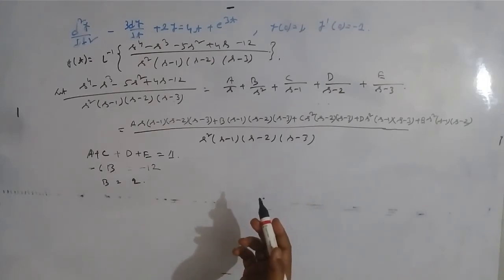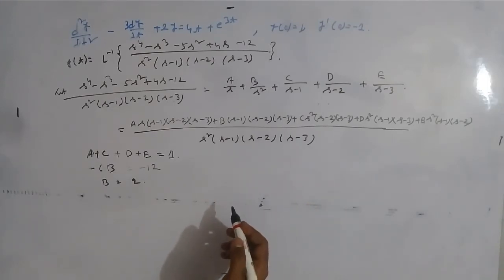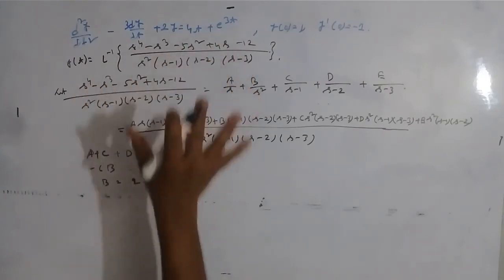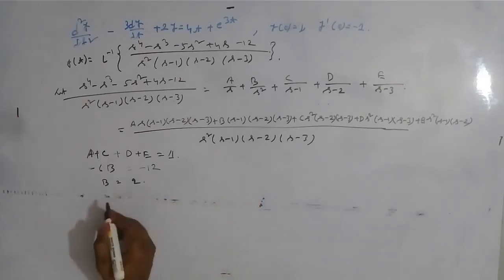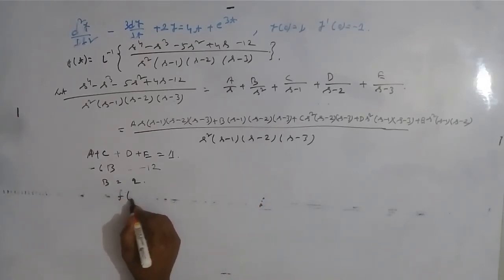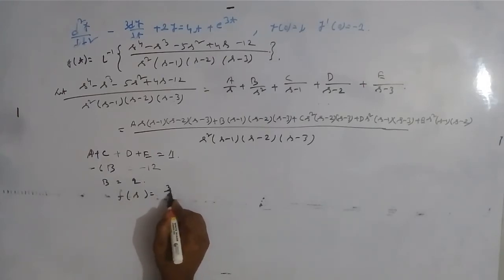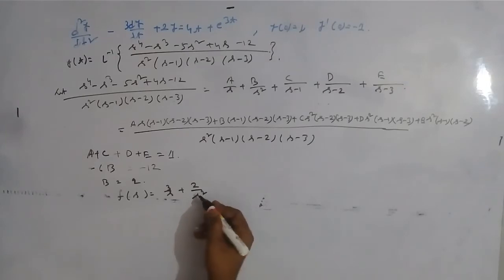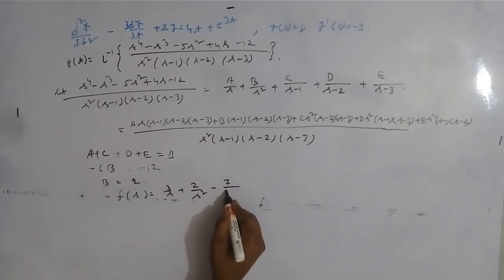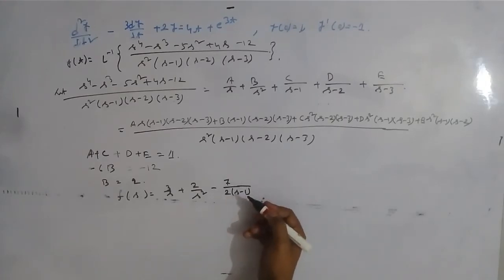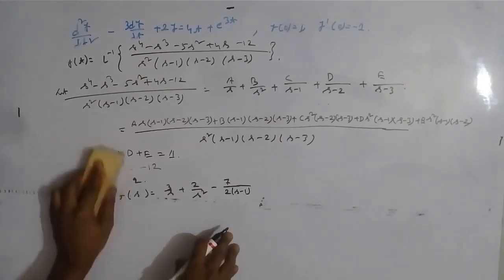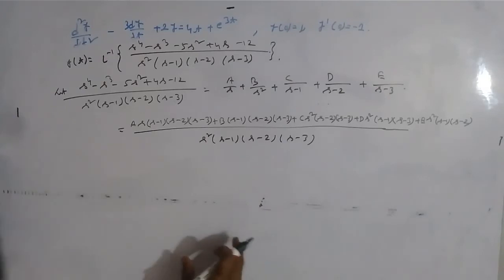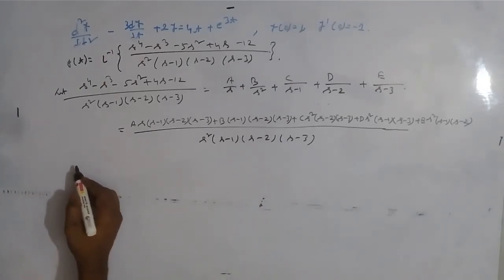In this way, if we compare the coefficients on both sides, then we will get this function in the form of partial fractions like this. You can do it. F(s) equal to 3/s + 2/s² − 7/(2(s − 1)) and so on. You can also find the values of a, b, c, d and e by applying limits.